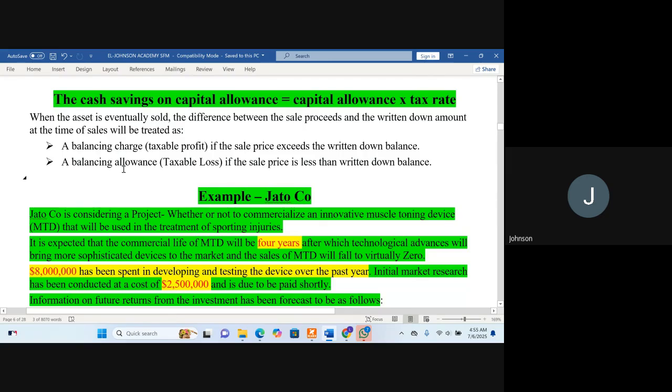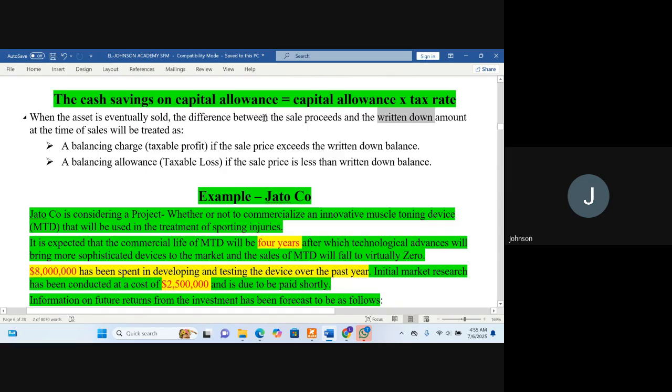When you sell an asset that you have been depreciating in your books, the value you have in your books is what they call the carrying amount. But for tax purposes, we don't call it carrying amount, we call it tax written down value. So we sell the asset. Let's say an asset that has a written down value of 500,000, and we now sell it for, let's say, 600,000.